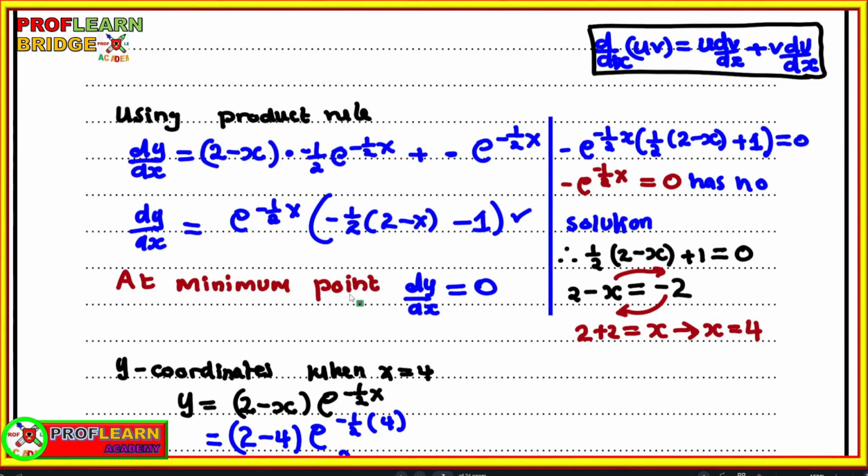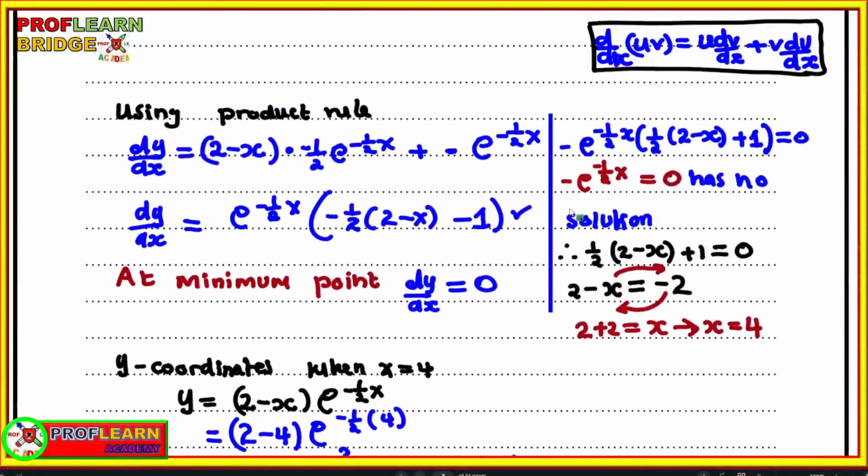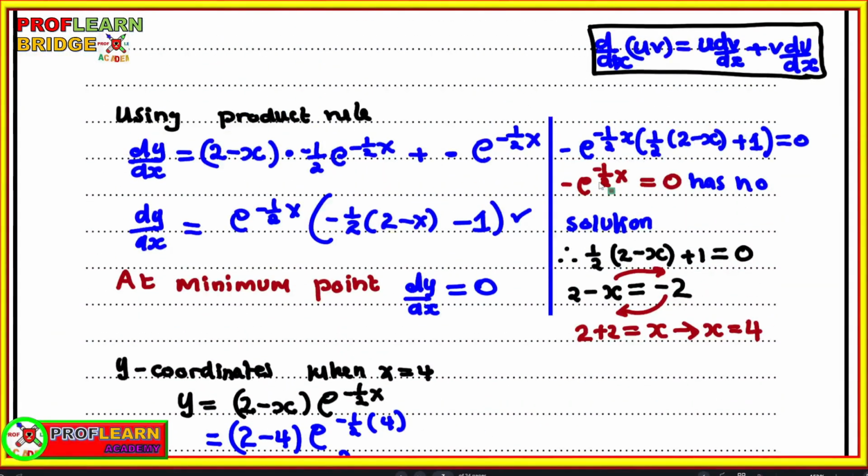because at the minimum point dy/dx equals 0, we can form an equation which we are going to solve. So from this particular point, we can say negative, because I took the negative out also, negative e to the negative a half x equals 0. Because the whole of this function equals 0, we can say this part equals 0, all this part is equal to 0.